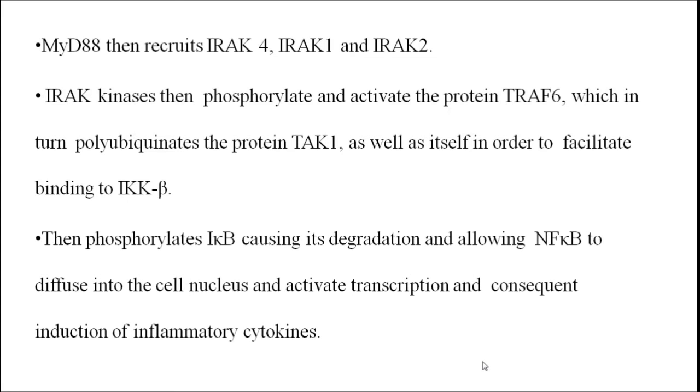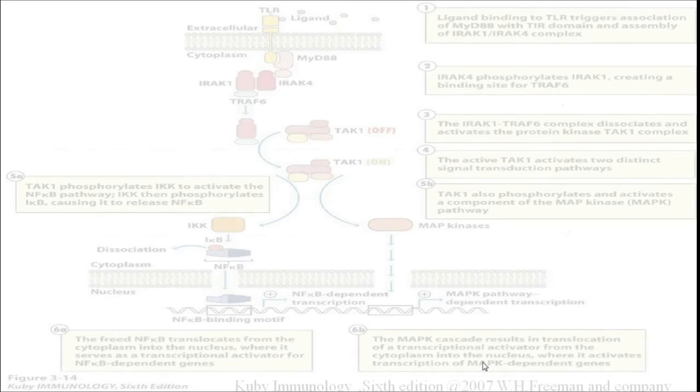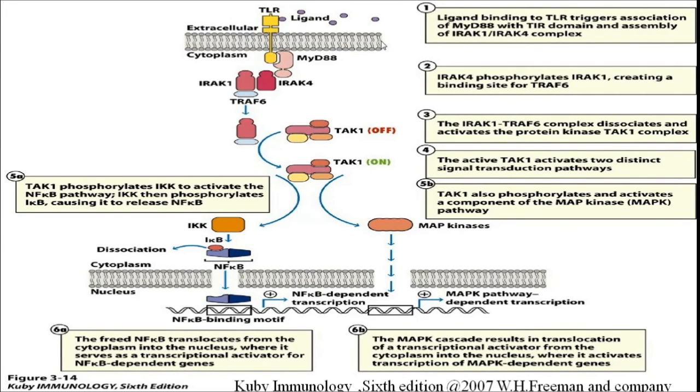So once this phosphorylation of I kappa B is carried out, it causes degradation and it allows the NF-kappa B to diffuse into the nucleus of the cell, and it will activate transcription, and it will be able to induce the production of inflammatory cytokines. So let's see the mechanism of this pathway.